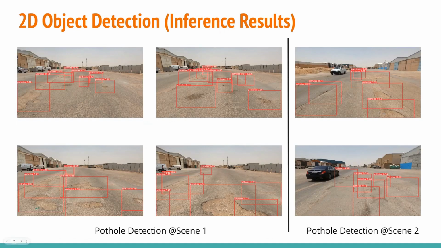And here is our 2D object detection model. As we can see, here are some of the inference results, and nearly all the potholes are detected by our specific training model.